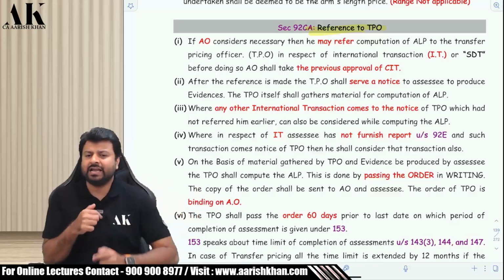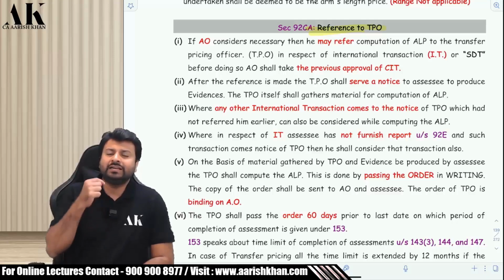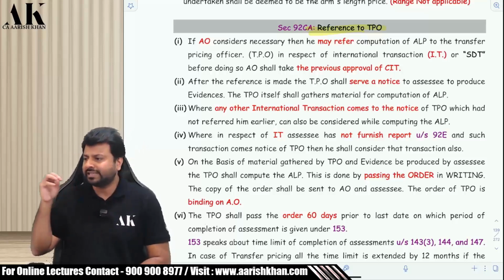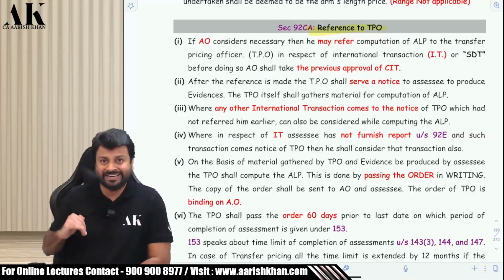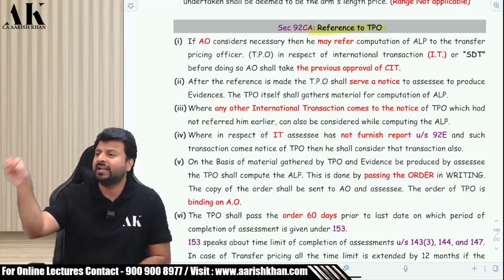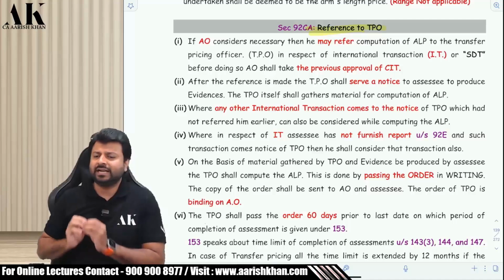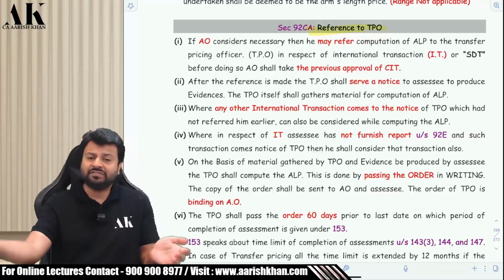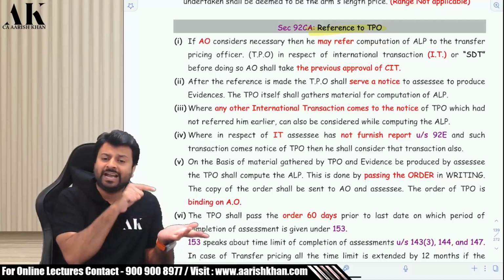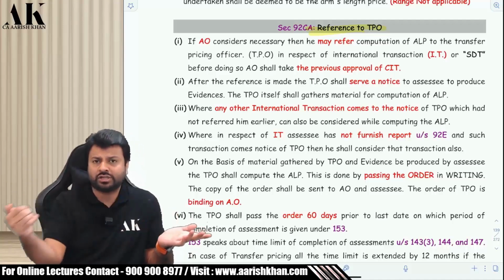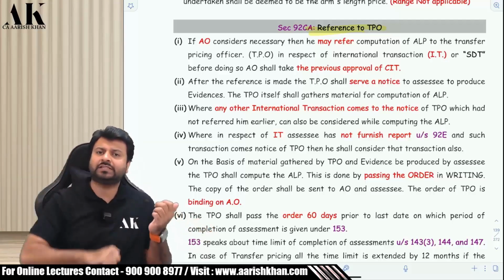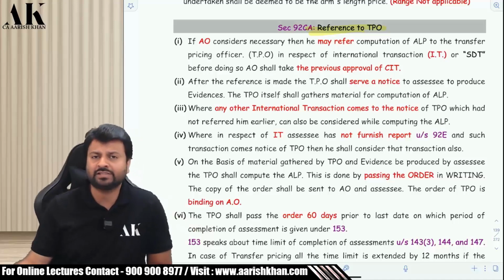While doing the assessment, I have some issues with respect to what? Determining the arm's length price of the international transaction and determining the arm's length price of the specified domestic transaction also. So with the previous approval of CIT, I can go to the transfer pricing officer and tell him that I refer the matter to you and now you compute the arm's length price. Now the transfer pricing officer will give notice to the assessee and ask how have you computed the arm's length price, and accordingly the transfer pricing officer will determine what? The arm's length price of the assessee.